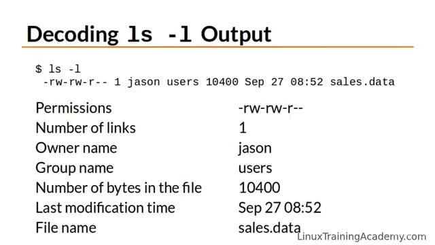The second bit of information is the number of links to that file or directory. Next, we see who the owner of that file is and what group that file belongs to, the size of that file, and the last time that file or directory was modified. And of course, at the very end is the name of the file or directory itself.